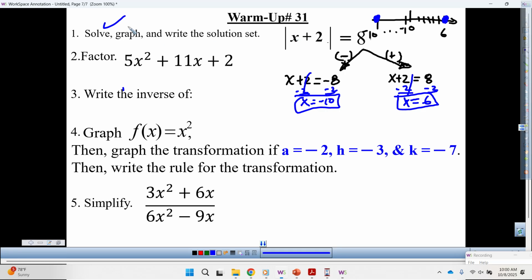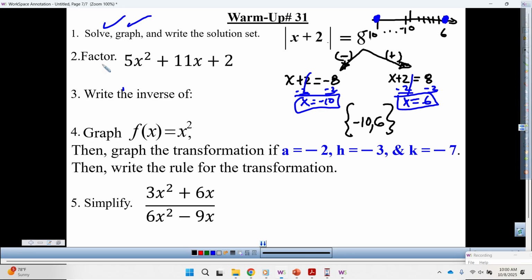Am I done? No, it says write the solution set. For absolute values, this is what you write. Solution set. My first value is negative 10, comma. What's the other value? 6. And you close your solution set. That's how you write solution sets for absolute values.